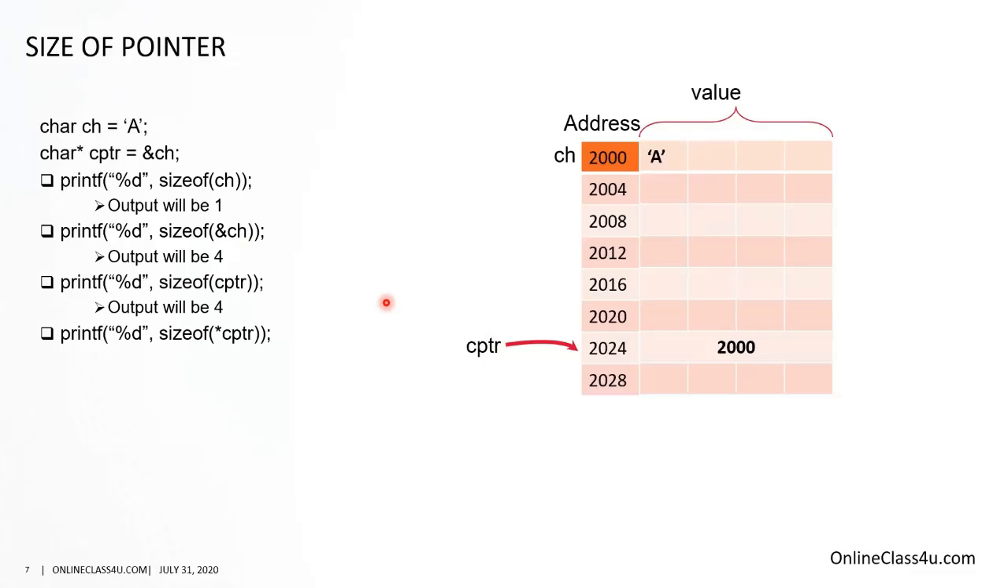Next, let's consider this example, printf of sizeof(*cptr). What does *cptr mean? It is dereferencing the pointer variable. When you dereference, the pointer is holding the memory address 2000, and that memory address is occupying the character 'a'. That means it is a character. So what is the size of a character then? Here, the size of a character will be 1.